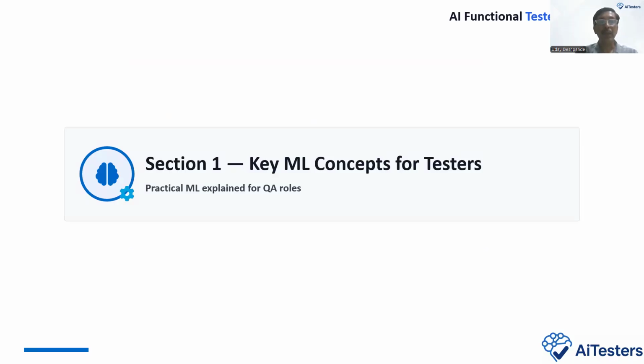Section 1, Key ML Concepts for Testers. This first section focuses on practical machine learning concepts explained from a QA perspective. As testers, we don't need to build models ourselves, but we do need to understand what a model is doing, what can go wrong, and how to test behavior that is probabilistic rather than strictly deterministic. This section gives us the vocabulary and structure we will use throughout the rest of the module.